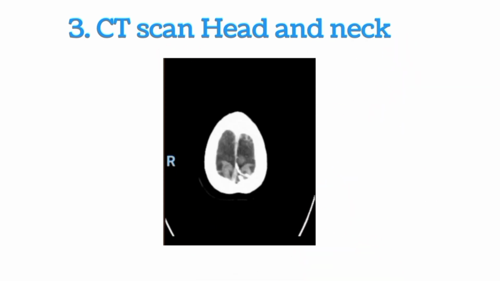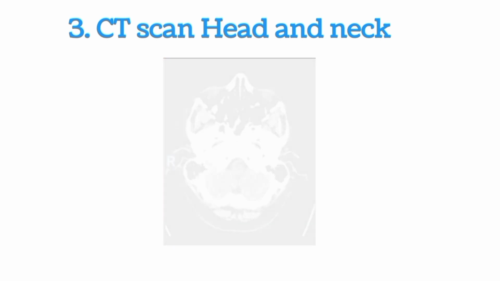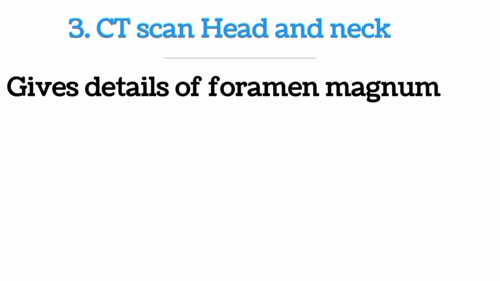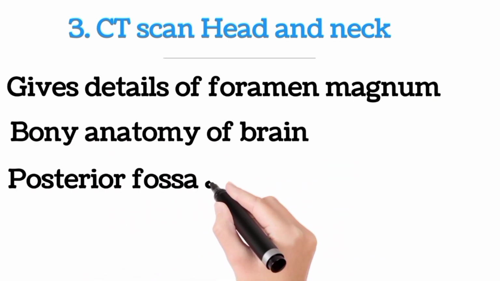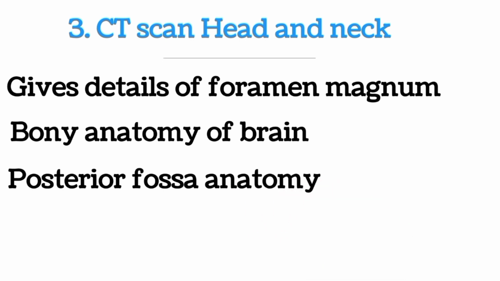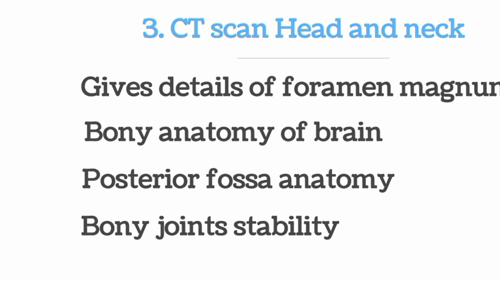We have to see the bony stability and for that we advise CT scan. CT scan gives us the details of foramen magnum, a bony hole in the base of the skull, and bony anatomy of the posterior fossa to plan surgery. Because the bony anatomy and bone stability, cervicovertebral joint stability, is most important before we plan a surgery.